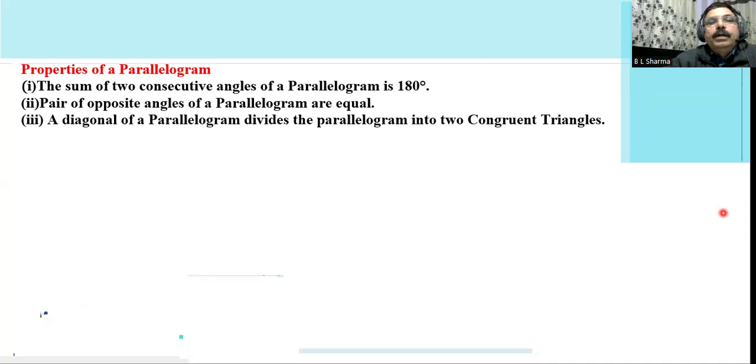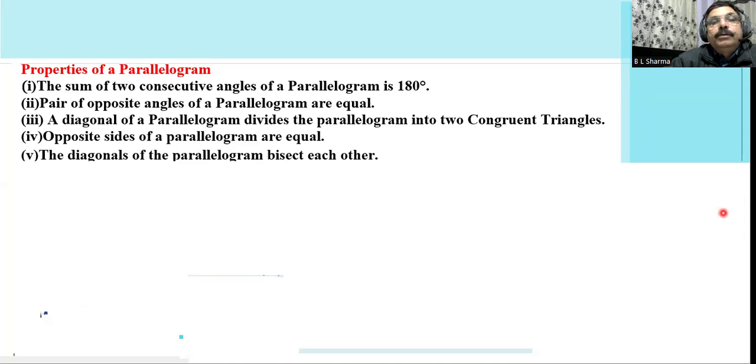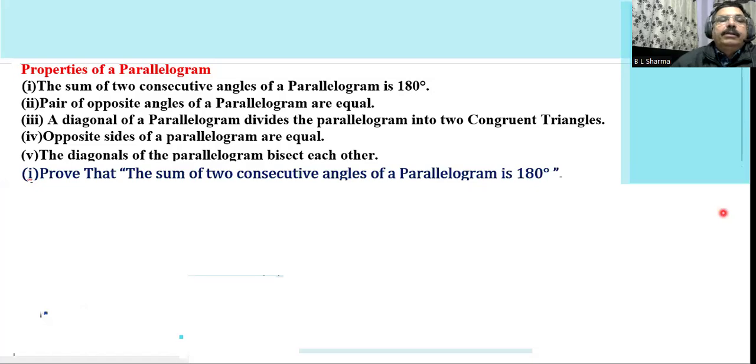Diagonal of a parallelogram divides the parallelogram into two congruent triangles. Very, very important property and theorem. And opposite sides of a parallelogram are equal. The diagonals of a parallelogram bisect each other. These are the properties, and now we have to verify the first property.